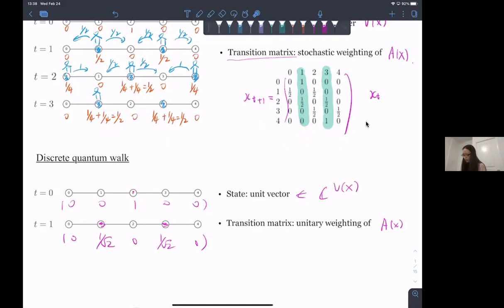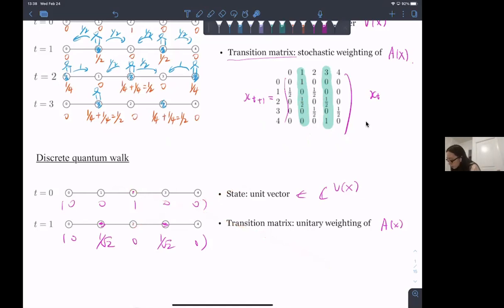So in general, if the graph has two vertices that share exactly one neighbor, then you cannot find a unitary weighting of the adjacency matrix. That means this naive approach doesn't work. So how should we get around that problem?